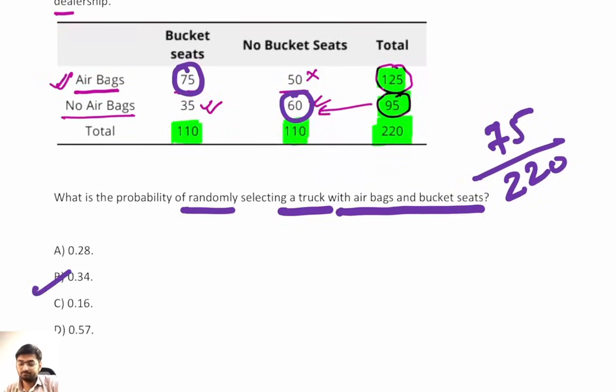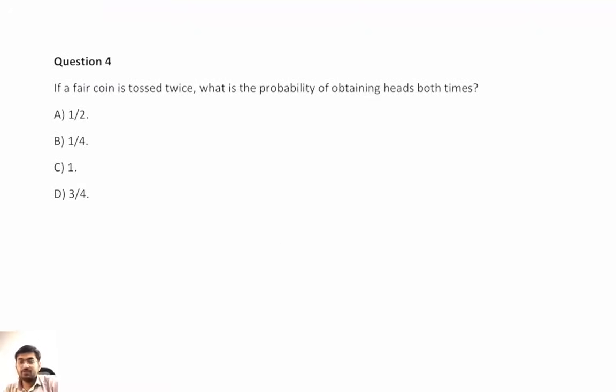0.34. Clear? Very easy questions. All you need is a grip over it.